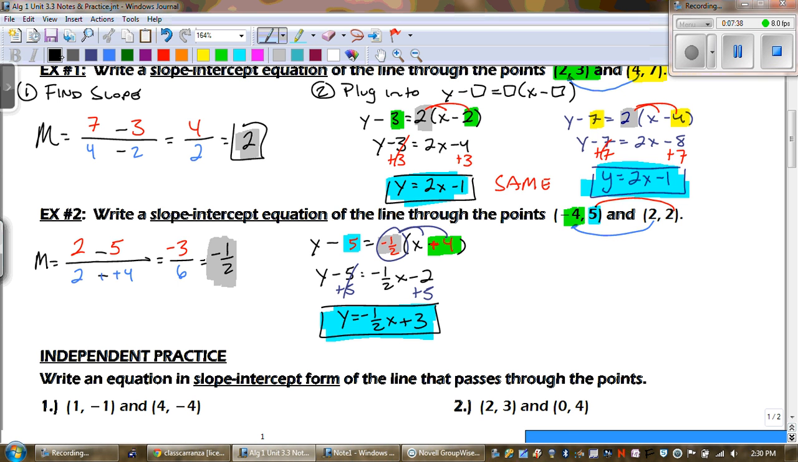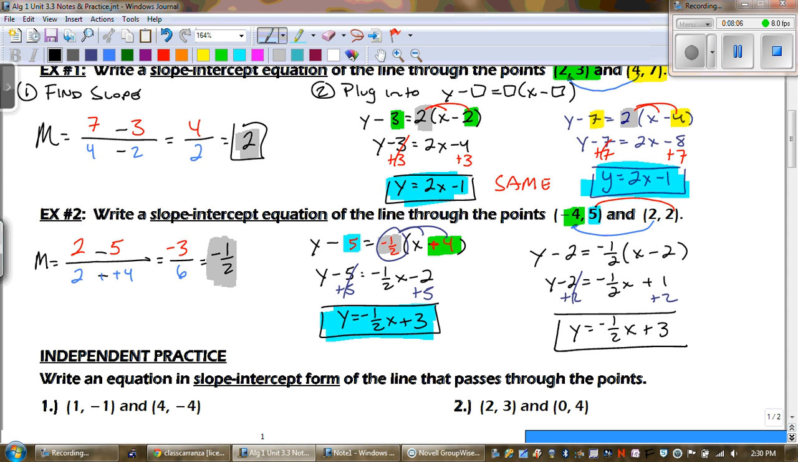Now, if you're still doubting me, let's go ahead and do the other point. We get y minus 2 equals negative 1/2 times x minus 2. After you distribute your negative 1/2, we get positive 1. And to get y by itself, we have to add 2 to both sides. And what do you know? You get y equals negative 1/2 x plus 3. Once again, we got the same exact thing. It doesn't matter which point you use.